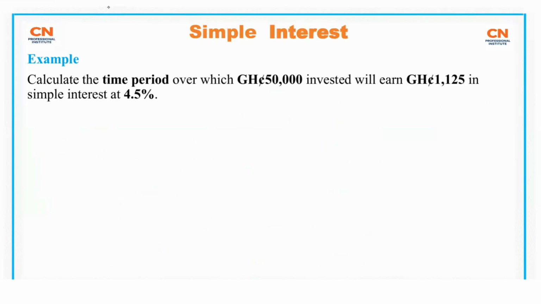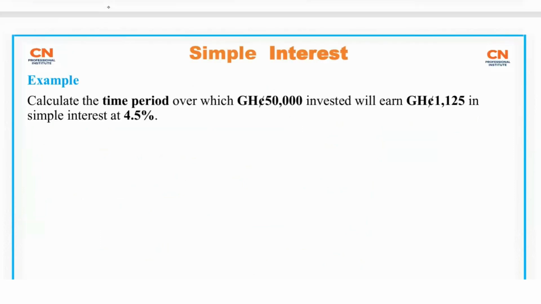Let's get another example. Let's look at this one too. It says, calculate the time period over which 50,000 invested will earn 1,125 cedis in simple interest at 4.5%. So here we're calculating time, but as I said, the same formula.